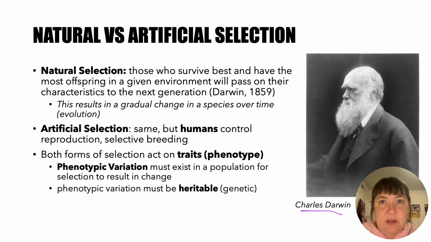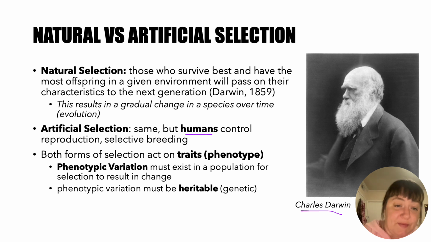And Charles Darwin was actually really inspired by animal husbandry, and the breeding of dogs, I think specifically. And so he saw that people were able to select traits they wanted in species and change them over time. And his big leap was realizing that nature could do that as well, and the environment could influence that. So natural selection and artificial selection are similar, but in artificial selection, humans are the ones who are controlling reproduction. So it's selective breeding, and humans have done this for a really long time.